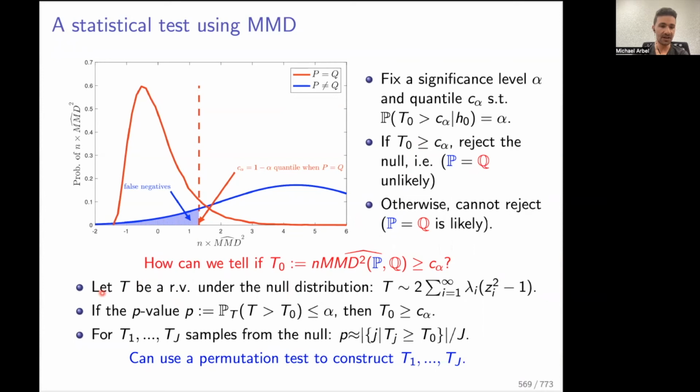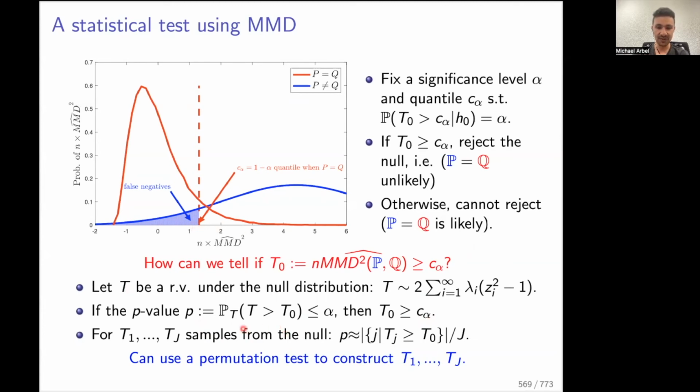So for now, assume that we have a random variable that is distributed according to the red density. And we'll be interested in computing the probability that this random variable is greater than the observed statistics T0 that we computed using the data. So this quantity would be called the p-value. And if the p-value is smaller than alpha, then this means directly that the statistics that we computed must be greater than the quantile C alpha. And this is just a result of the monotonicity of the quantiles.